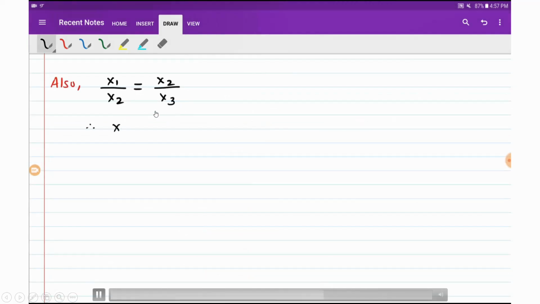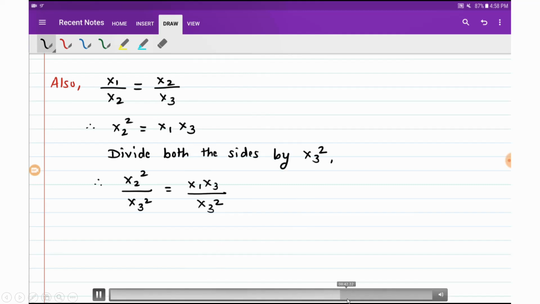Now we know that the ratio of successive amplitude is x1 upon x2 is equal to x2 upon x3 is equal to x3 upon x4 and so on. Suppose we consider the first two terms. So x2 multiplied by x2, cross multiply this. So it is x2 square will be equal to x1 x3. Now divide both the sides by x3 square. So this is the important step.